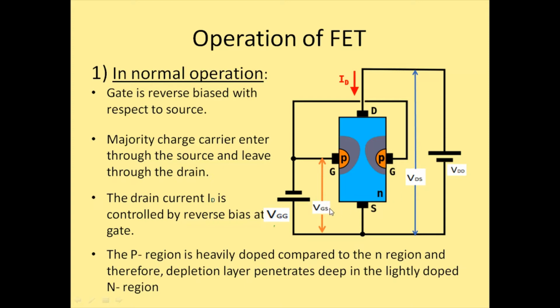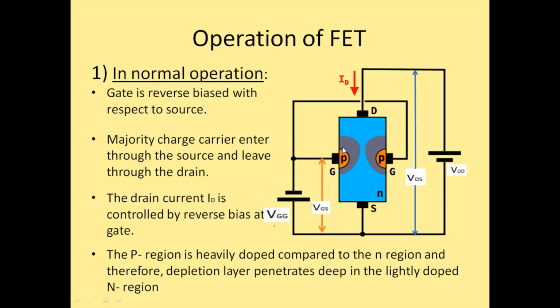Similarly here, VGS is the voltage that is developed across the gate and the source terminal because of the applied voltage VGG. So VGS is nothing but the voltage developed between the gate and the source terminal. Now in normal operation, the gate is reverse biased with respect to source. You can see here the negative terminal of the battery is connected to the P-type gate, and the positive terminal is connected to the N-type source. Because of this, the PN junction here is reverse biased, and this region you are seeing is nothing but the depletion region because of the reverse biasing of the PN junction.